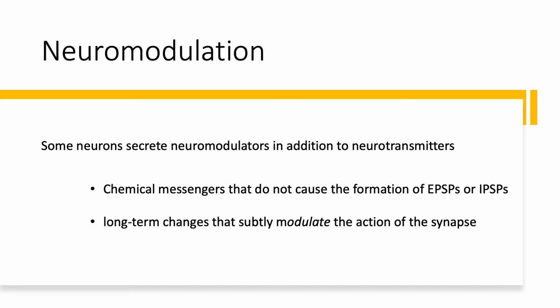In addition to neurotransmitters, some neurons secrete a chemical called a neuromodulator. These chemical messengers, however, do not lead to the formation of EPSPs or IPSPs. Instead, they create more long-term changes, not like a neurotransmitter that is a very, very short time duration, right? And these long-term changes modulate the action of the synapse, hence modulation.